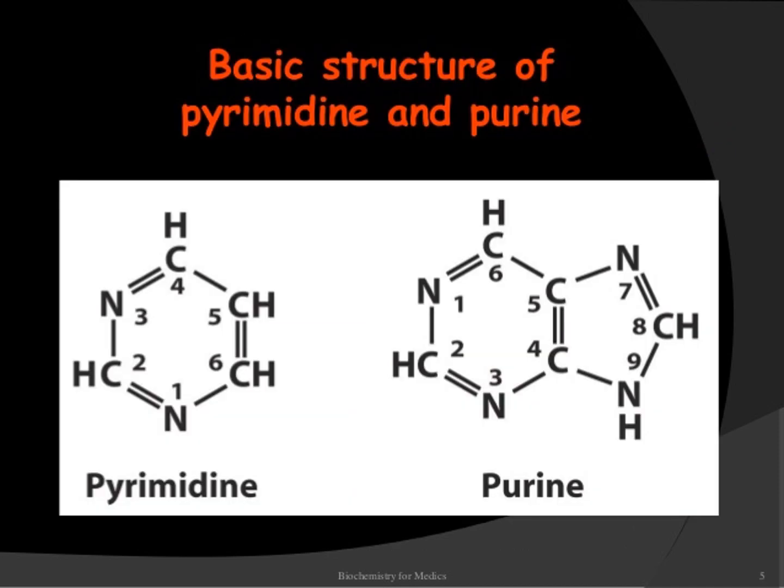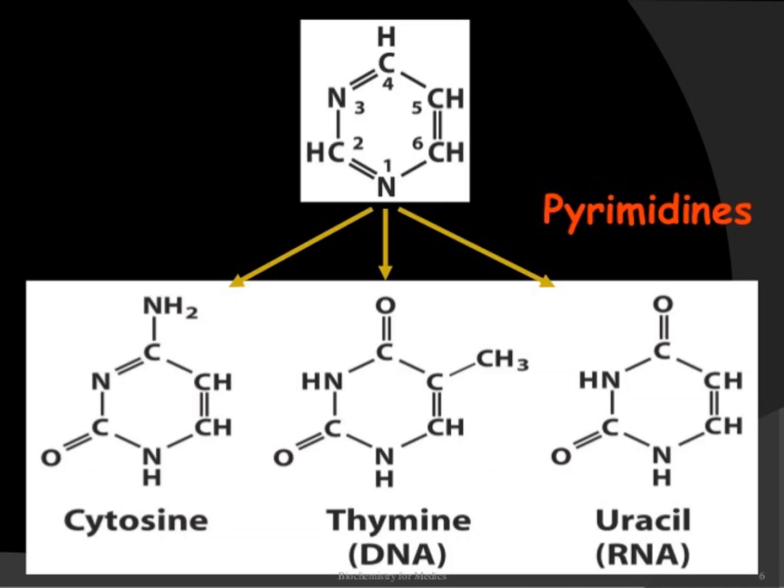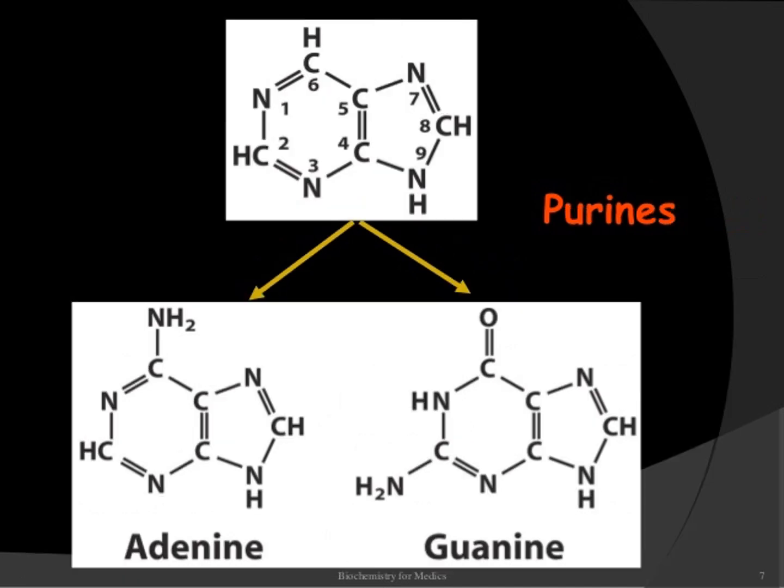So this is the basic structure of purines and pyrimidines. We all know that cytosine and thymine are examples of pyrimidines. And uracil is also grouped under pyrimidines. And the purines, adenine and guanine, are examples of purines.